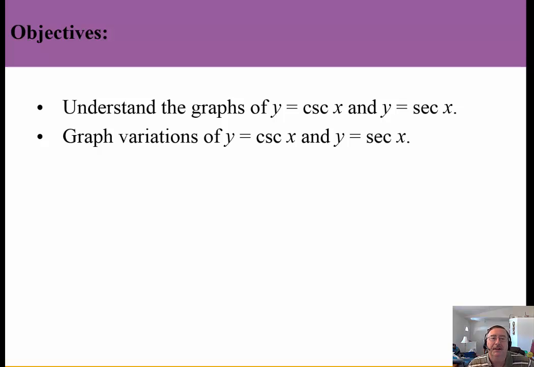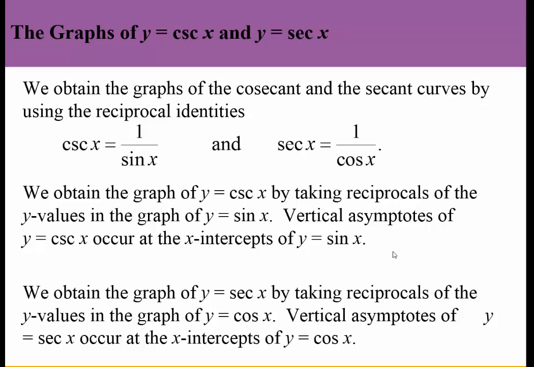This is video 6 in the college trigonometry series. In our last video, we discussed graphing sine and cosine functions along with their variations. In this video, we're going to discuss their reciprocal identities, the graphs of the cosecant and secant functions along with their variations.